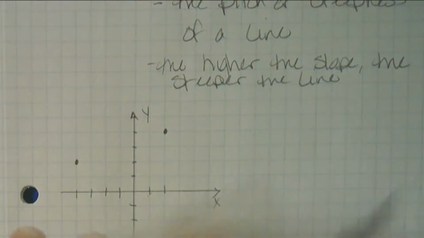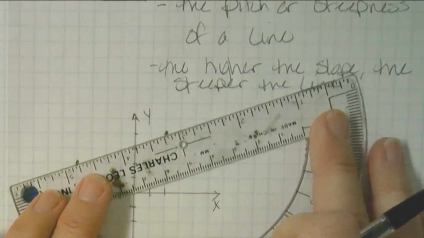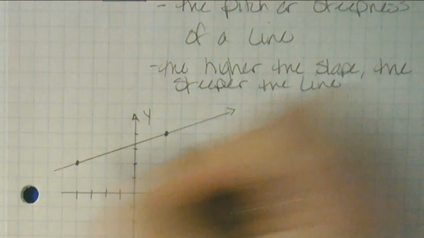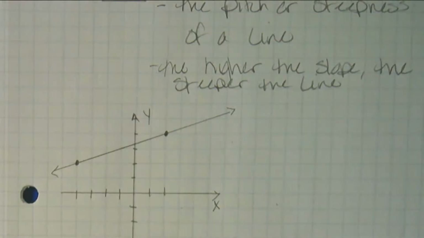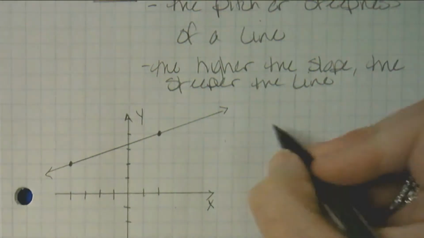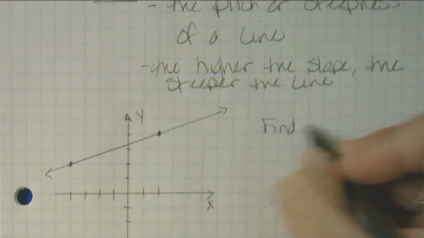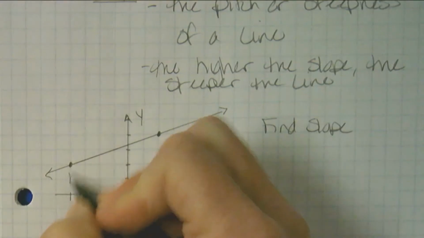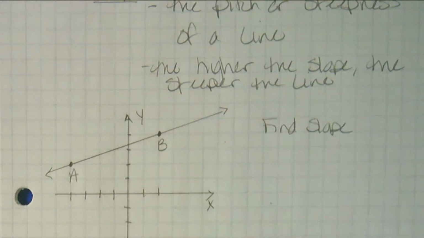All right, so I want to find the slope of this line. I'm going to show you how you can find it on a graph, and how you can find it if you're just given the 2 points and no graph. All right, so let's call this bottom point A and this top point B.